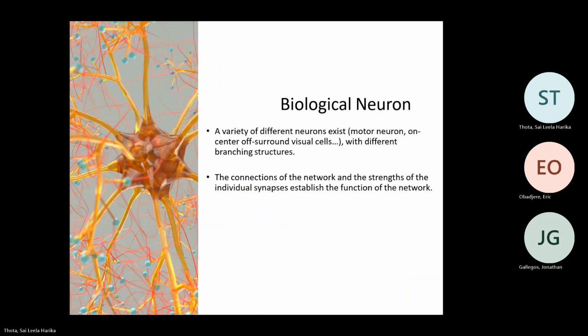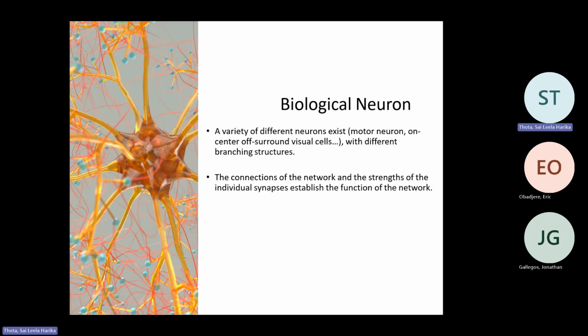If you consider a biological neuron, a variety of different neurons exist. For example, in our body we have different neural connections and different neurons for different tasks. If you are walking, a particular set of neurons will act, and if you are dancing, a different set of neurons will perform that task. So we have different neurons in our body, and each performs according to the task we are doing.